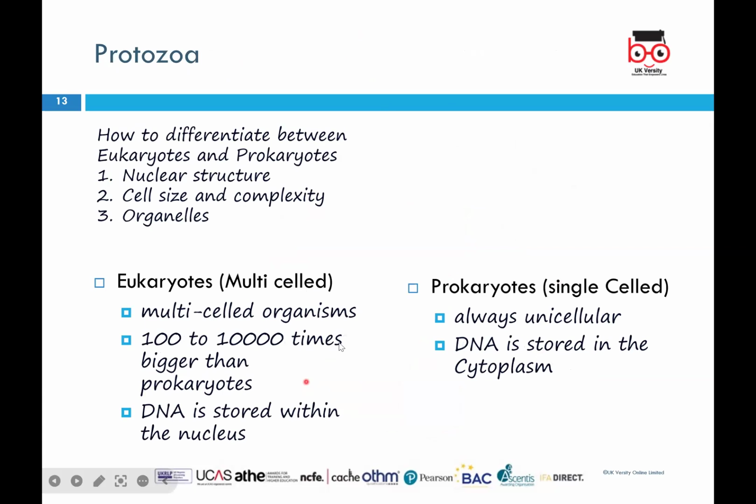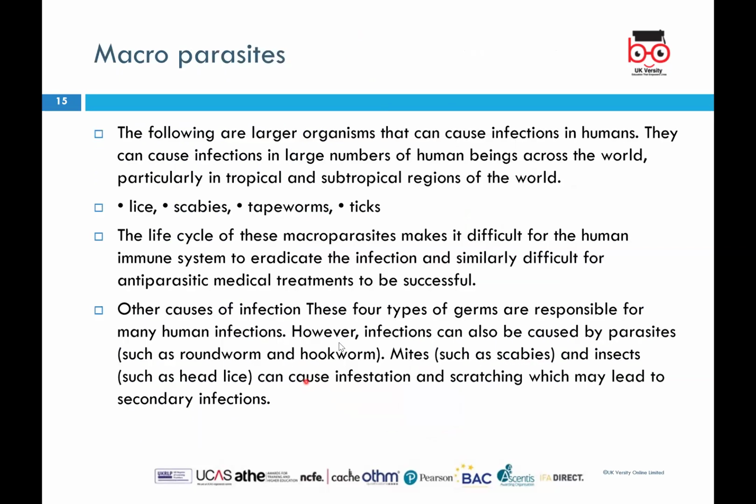And then we talked about some parasites that are known as macroparasites. Yesterday we talked about them. Why macro? Because of their size, they can be seen. They are larger organisms that also cause infections in humans. They can cause infections in large numbers of human beings across the world, and are especially found in tropical and subtropical regions. So you have lice, scabies, tapeworm, and ticks. Each one of these organisms causes a different disease.